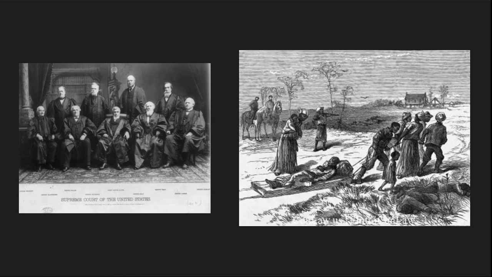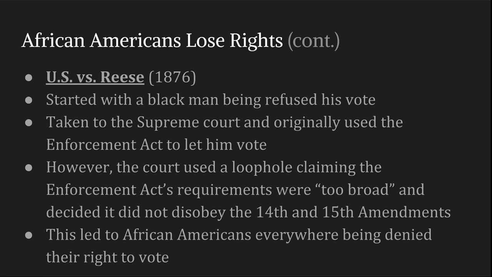Here's the aftermath of the Colfax massacre. U.S. versus Reese started with a black man who was refused the right to vote by two people. They told him that if he paid a tax, he could vote. He did it, and they still refused. The court used a loophole in the Enforcement Act's requirements, said it was too broad, and decided it didn't disobey the 14th and 15th Amendments. This led to African Americans everywhere not being able to vote, or not being able to vote for who they wanted.